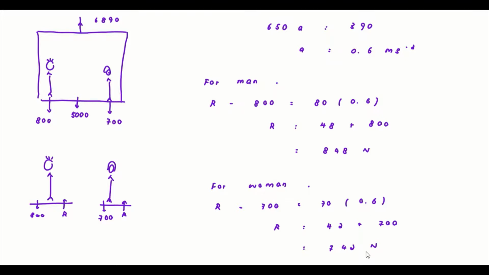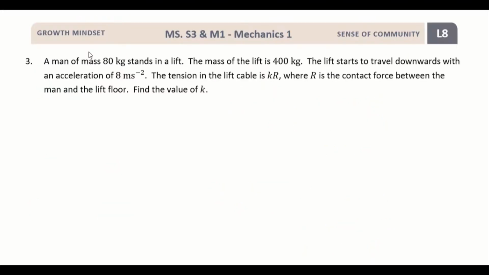Now let's look at number 3. A man of mass 80 kg stands in a lift. The mass of the lift is 400 kg. The lift starts to travel downwards with an acceleration of 8 meters per second squared. So the lift is traveling downwards with an acceleration of 8 meters per second squared. Let's try to draw the lift.